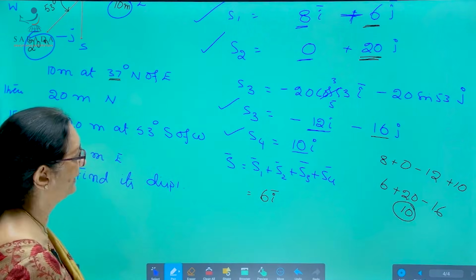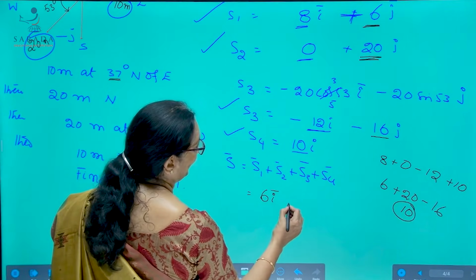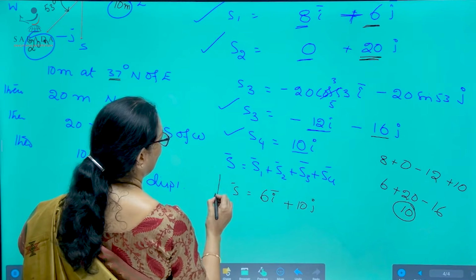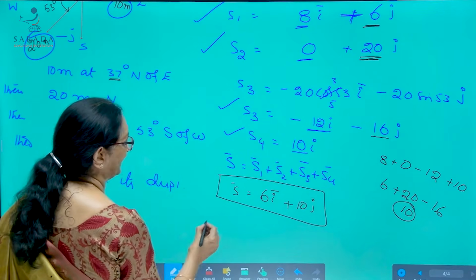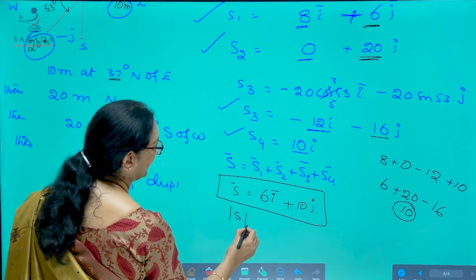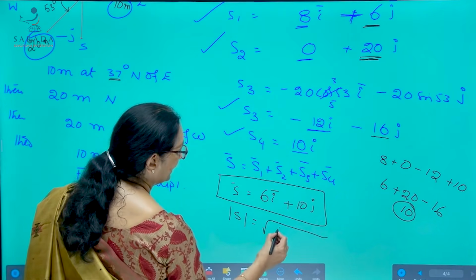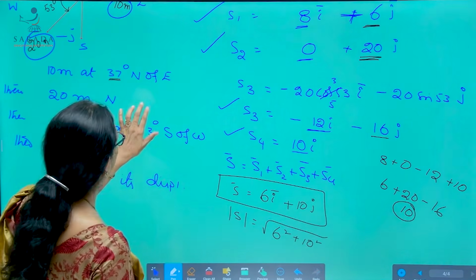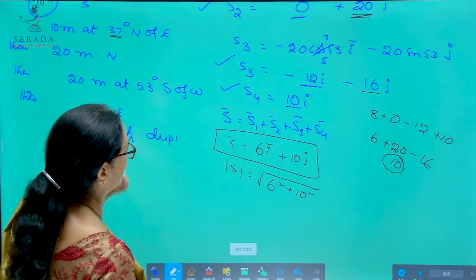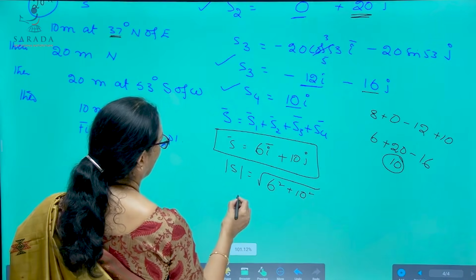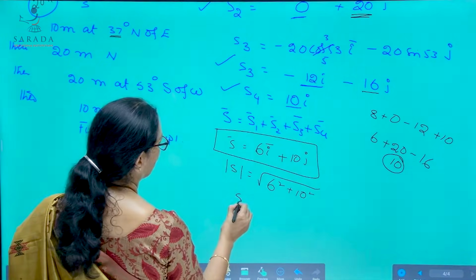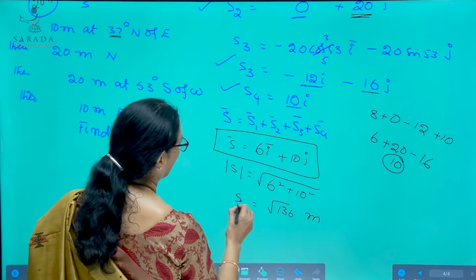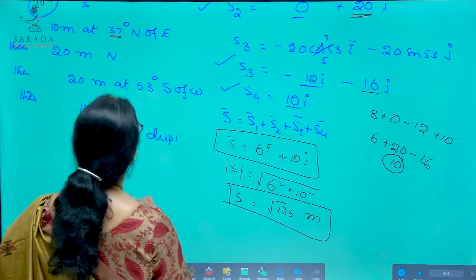26 minus 16, it is 10. So, 6i plus 10j. This is the resultant displacement. So, the magnitude of the resultant displacement is root of 6 square plus 10 square, that is root 136. So, S is equal to root 136 meters. So, we could find out the magnitude.